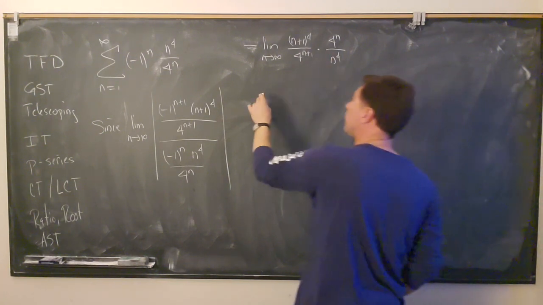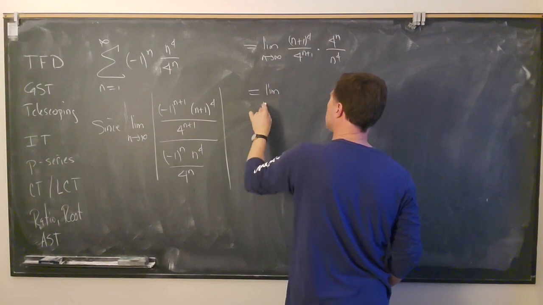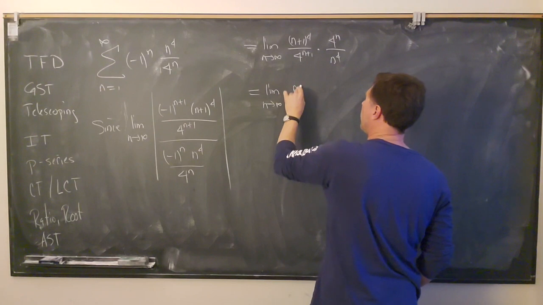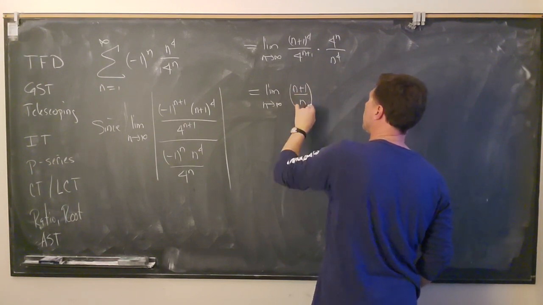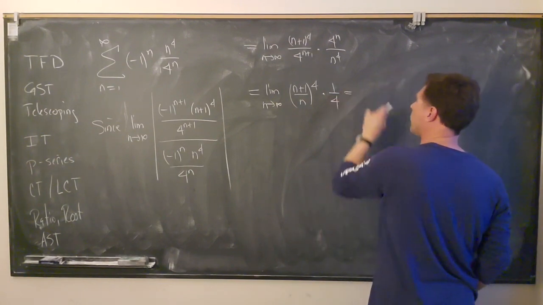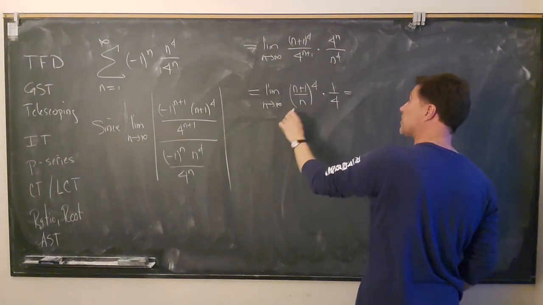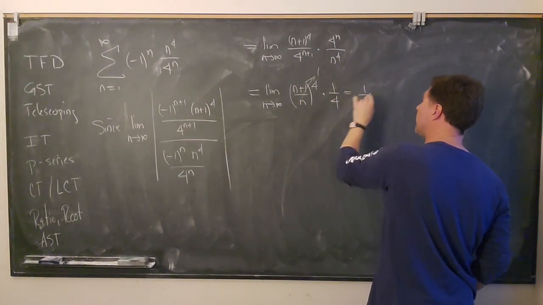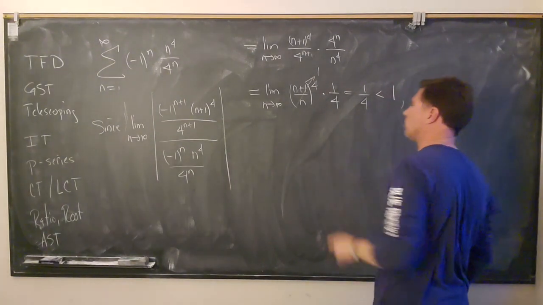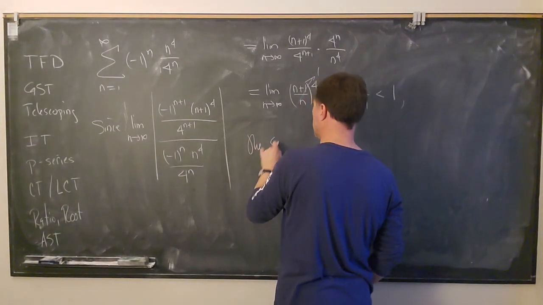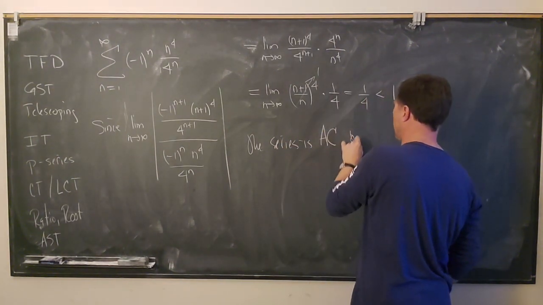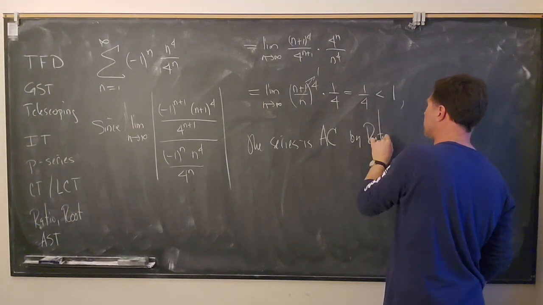We can cancel some 4's here, so this will be a limit as n goes to infinity of n plus 1 over n to the fourth times 1/4, which is equal to, this part right here is approaching 1, and so we get 1/4, which is less than 1. The series is absolutely convergent by the ratio test.